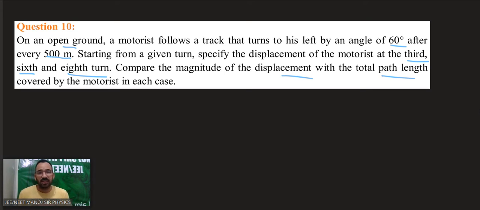Okay, dear students, let's see how to understand it. Suppose initially I take a line over here. This is the origin. From the origin, the motorist starts. Origin is supposed to be O, and it is given 500 meters. Now, a left turn with 60 degree. What is the meaning of left turn? It means a 60 degree turn on this side. This angle is 60 degree, and again 500 meter is this particular side.